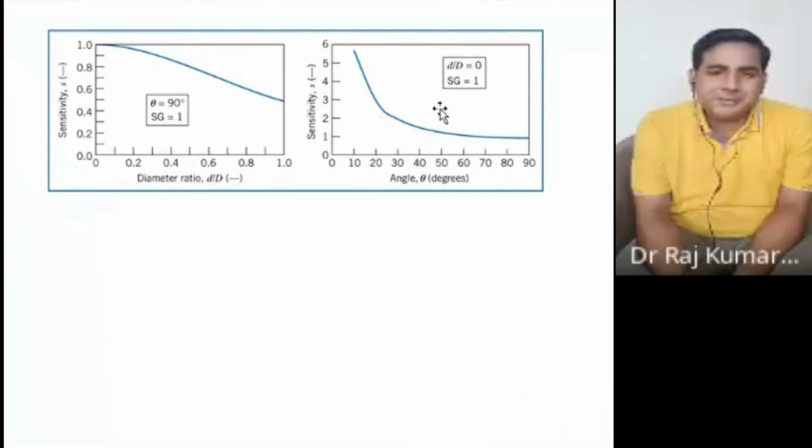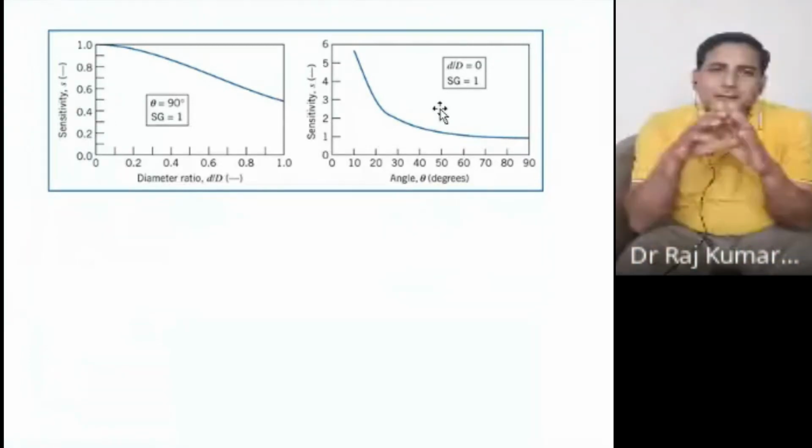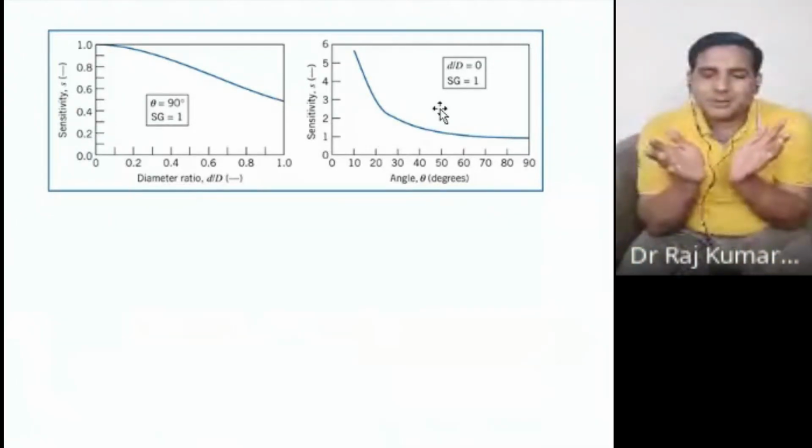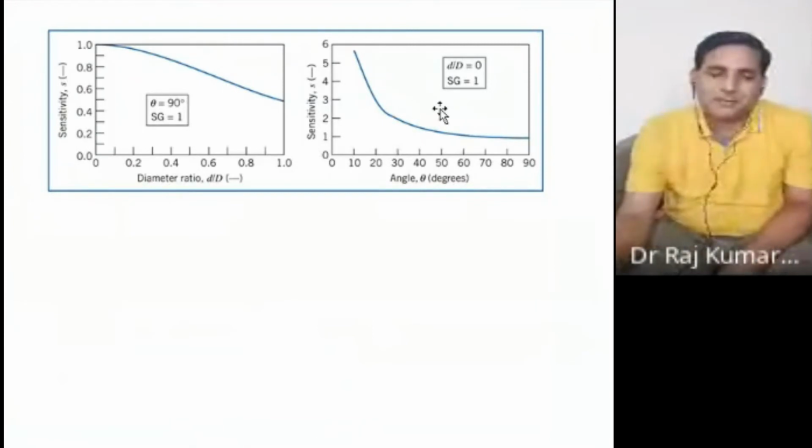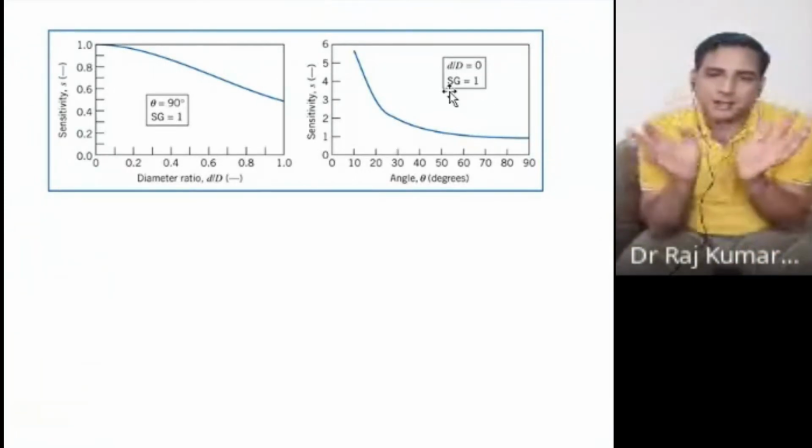d by d is zero, specific gravity is also one. What type of inclined manometer is this? It is a water inclined tube manometer. Therefore, Sg is coming one. The specific gravity, the rho of fluid and rho of water, both are coming one. It means it is a water manometer. Only thing is that it is inclined.